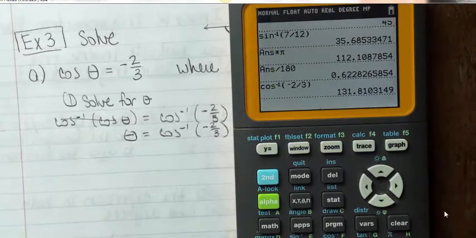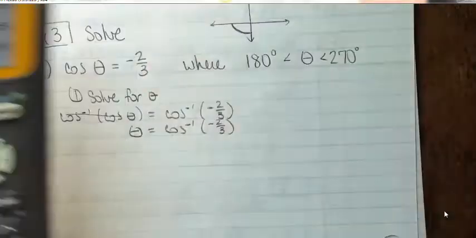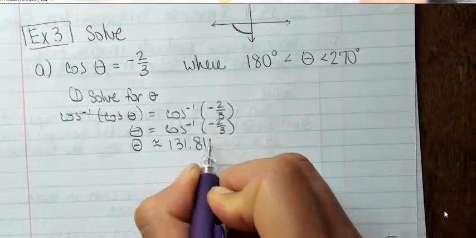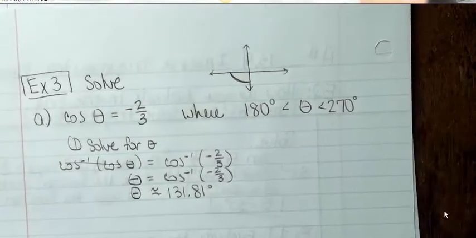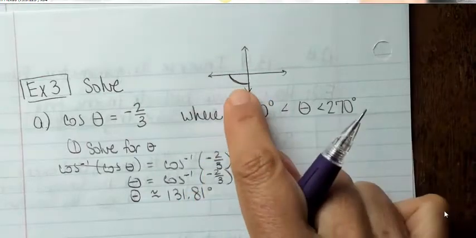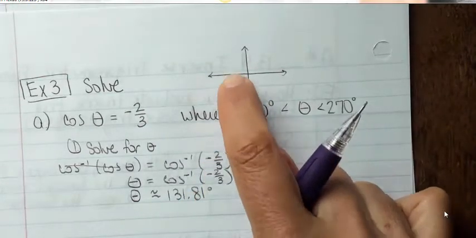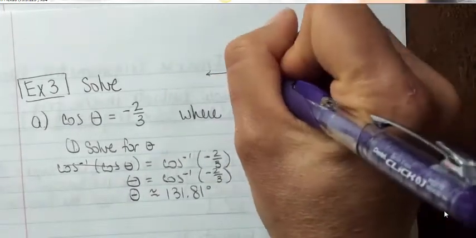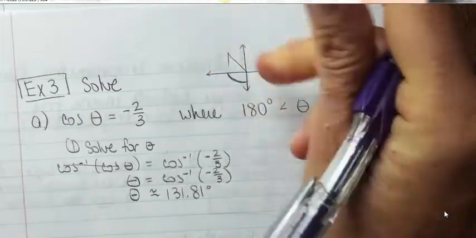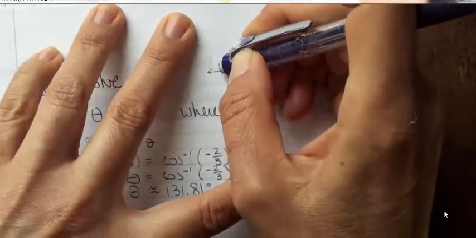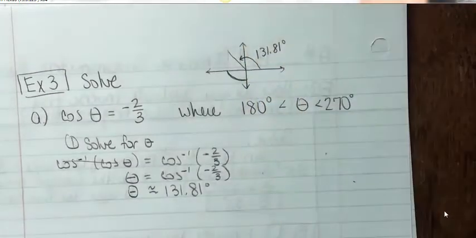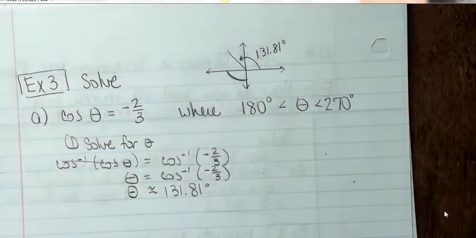So I'm getting 131.810. So theta is approximately 131.81 degrees. Well, 131.81 degrees is not in this third quadrant, right? It's less than 180 degrees. So what I have just found is this angle right here, that's 131.81 degrees. But it's a reference angle, okay?